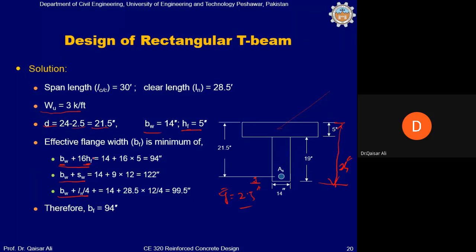BW width of the beam, so 14 + 16 × 5, 94 inch. BW + SW is the distance between the two beams, which is 9 feet. BW + SW, 14 + 9 × 12, 122. Length of the beam, clear length of the beam divided by 4, BW + LN/4, clear length 28.5, which is 99.5 inch. So ये आपको 94 इंच कम से कम आया, इसलिए आपका BF 94 इंच हो गया.